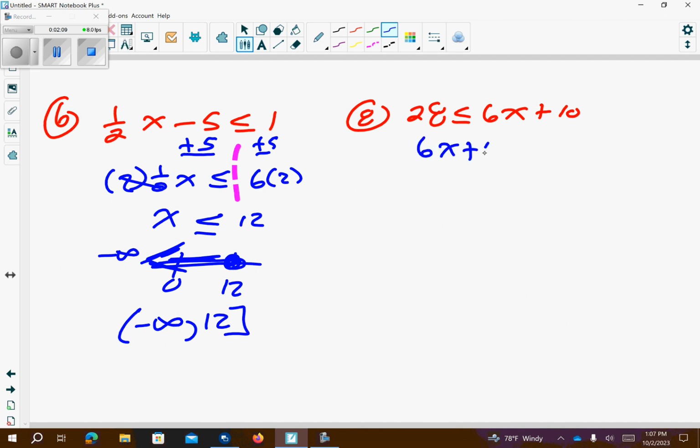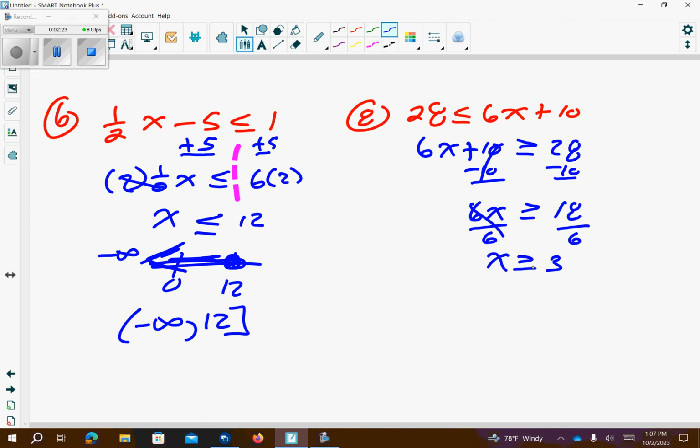Flip the whole problem over first. Subtract 10 from both sides. Those cancel. That's 18. Divide both sides by 6. X is greater than or equal to 3. So on a number line, 0 is here, 3 is here. Solid dot. Shade it right. That goes to infinity. So hard bracket 3 to infinity.